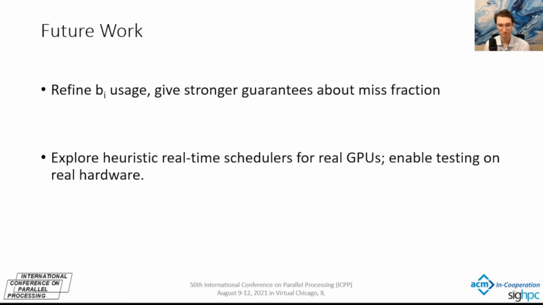For future work, we leave the refining of the B_i usage in order to give stronger guarantees about expected misfraction. Additionally, we leave the exploration of heuristic real-time schedulers for GPUs. These are of interest because they may enable testing on real hardware in the immediate future without explicit device support for user preemption and interrupts.